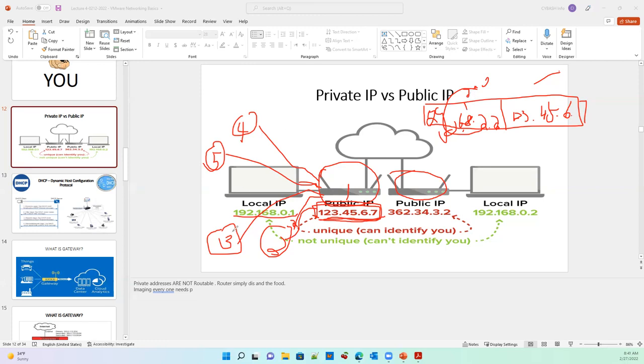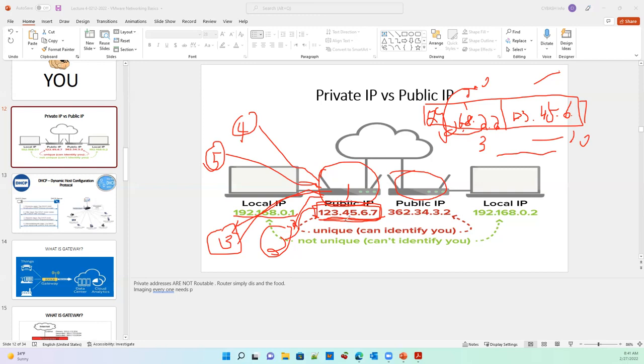Maybe you're watching YouTube, and your device is connected to YouTube. YouTube transfers traffic to your public IP address, and then your router gets the traffic sent from YouTube to your IP address. So that's how it works in general. Your router is basically your gateway. We will talk about gateway in the next slide.